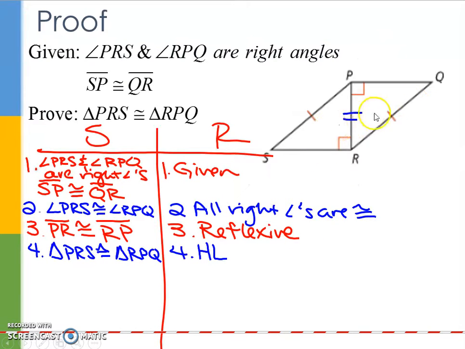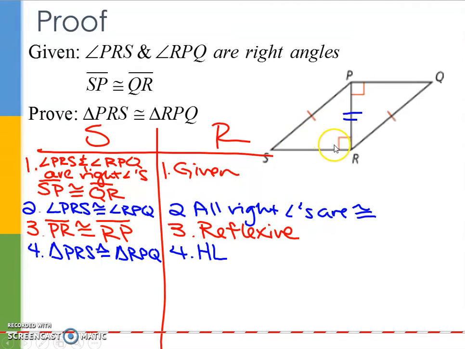I want to prove that these two right triangles are congruent. They share a leg here. They share an angle. They have the same hypotenuse, which is the slanted side across from 90. So let's write the proof. The given is angle PRS is an angle RPQ. You can write the given here.